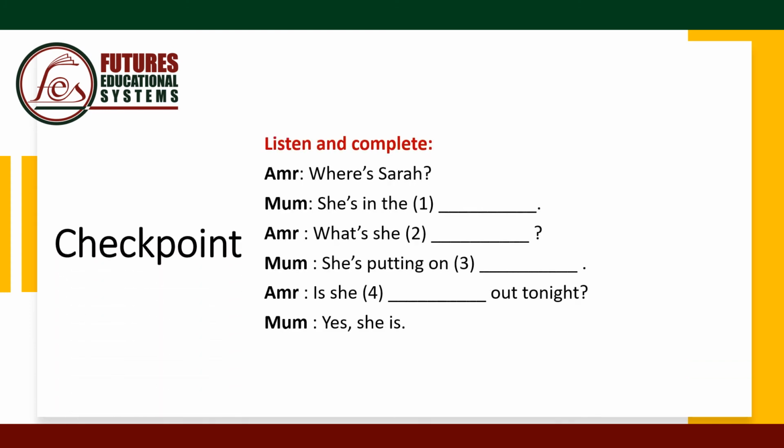Checkpoint. Listen and complete. Amr, where is Sarah? Mom, she's in the bathroom. Amr, what's she doing? Mom, she's putting on makeup. Amr, is she going out tonight? Mom, yes, she is.